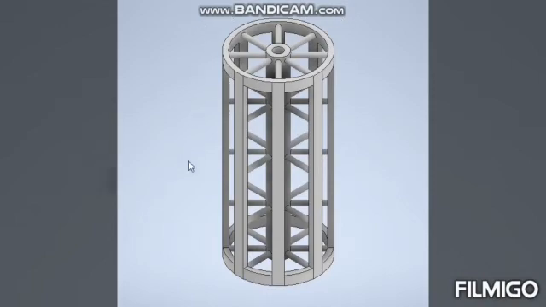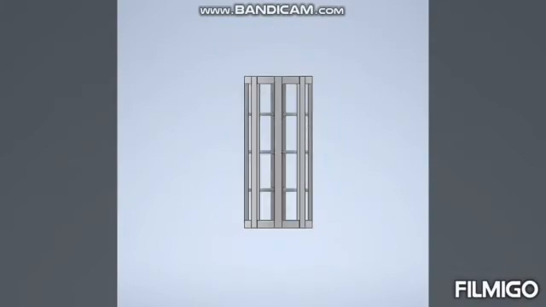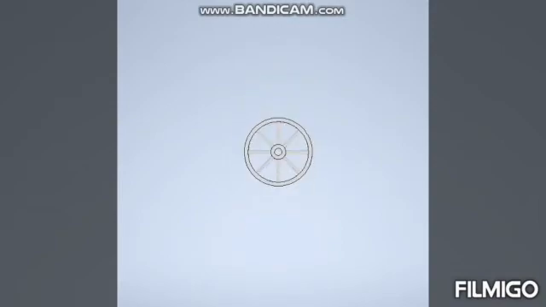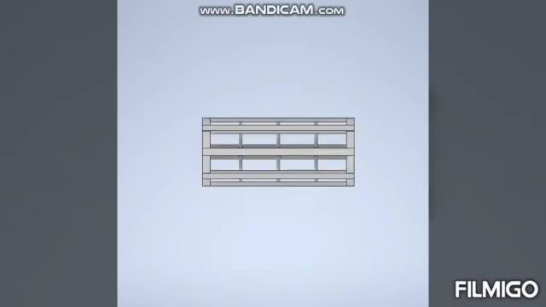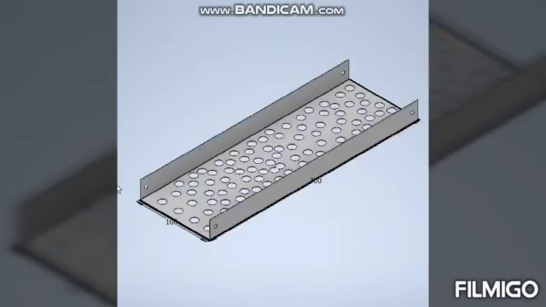This is our first part, that is the threshing cylinder. It has plates in them which cut the grains and separate the grains from the chaff. This is the upper part of the perforated plate. It has holes in it so that the seeds can fall down from these holes.